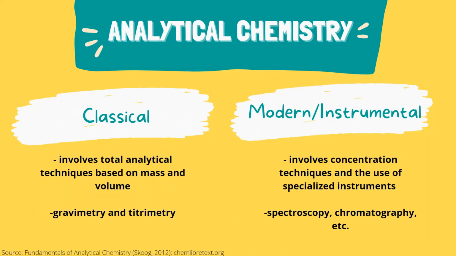Classical analytical chemistry or classical methods of analysis involves total analytical techniques based on mass and volume. Dito nakapaloob yung gravimetry and titrimetry. Pag sinabi naman nating modern, ito yung mga makabagong pamamaraan gamit ang mga sophisticated na mga instruments. Dito napapaloob yung spectroscopy, chromatography, and a lot more.